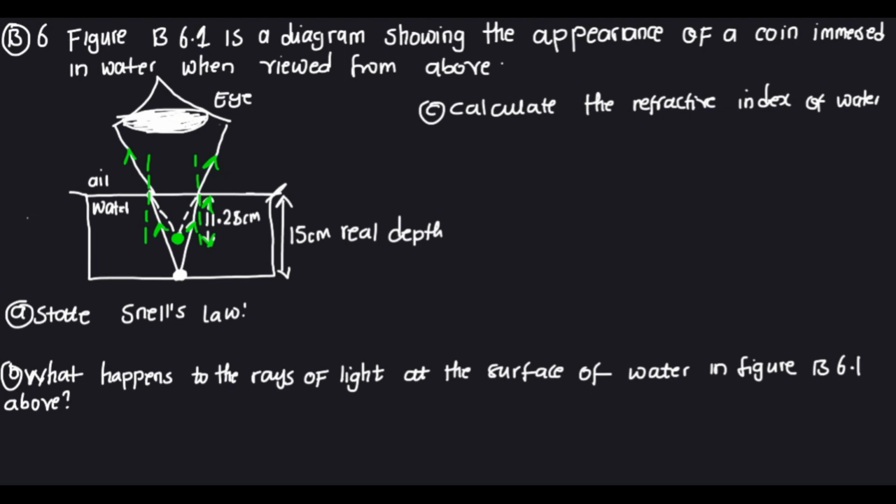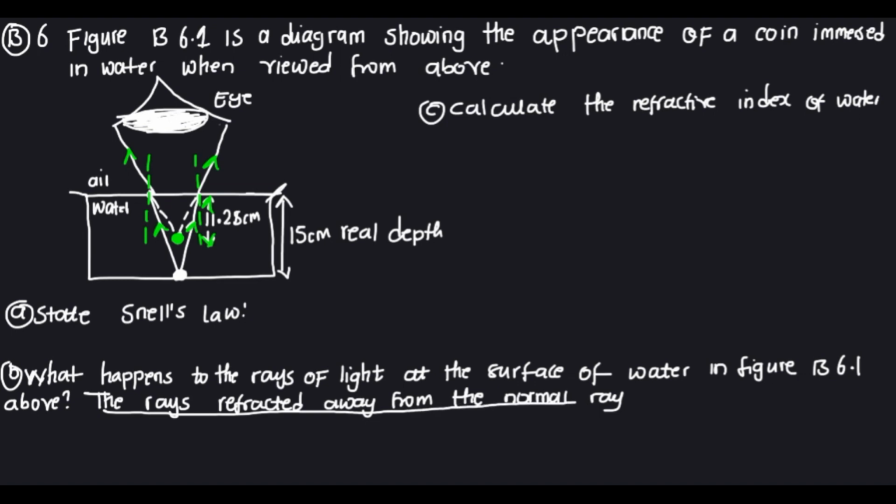So this is what we need to say whenever we have a question like, what happens to the rays of light at the surface of water in the figure? As long as the rays of light are coming from a more dense medium into a less dense medium, they will always bend away from the normal. So we'll say the rays refracted away from the normal ray. That is the point that you need to have in mind. If the ray of light is moving from a less dense into a more dense medium, it will bend toward the normal. But if it is moving from a more dense into a less dense medium, it will bend away from the normal. So that's the picture here.